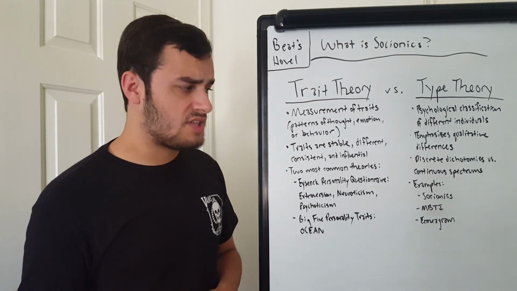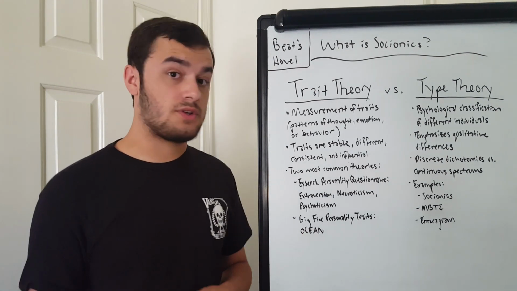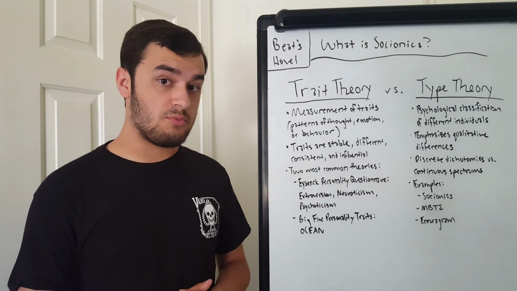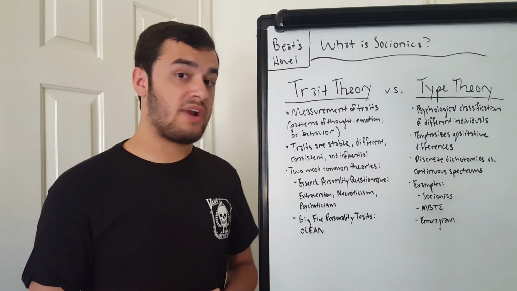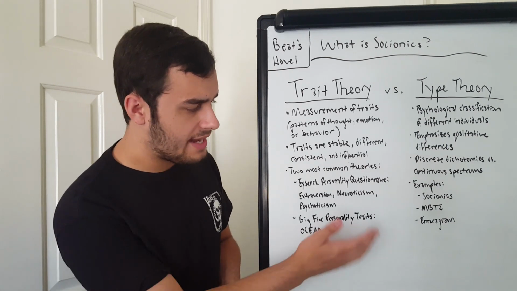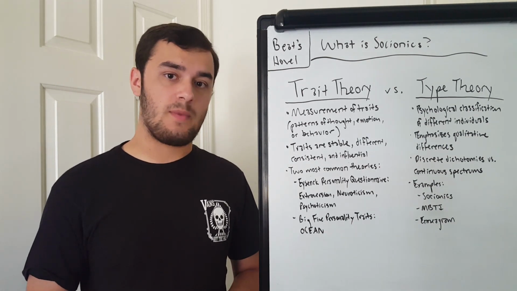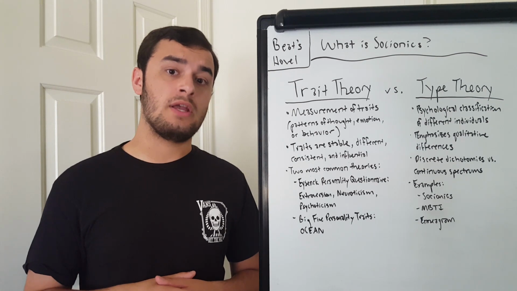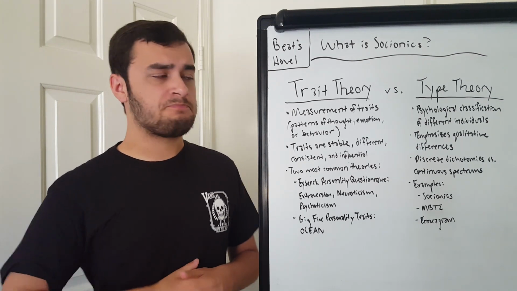And some examples of a type theory include Socionics, obviously the theory that I'm going to be talking about on the channel, Myers-Briggs, the MBTI, which many of you may know as a personality assessment, and the Enneagram, and I'm sure many of you in the typology community also know that framework.